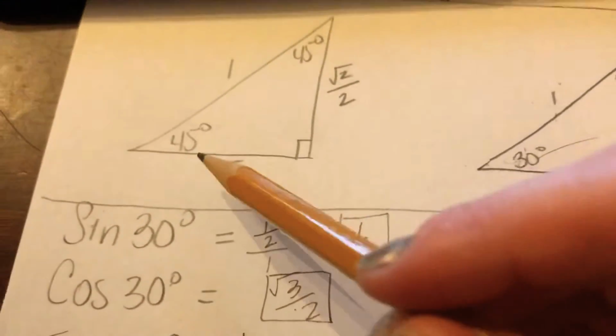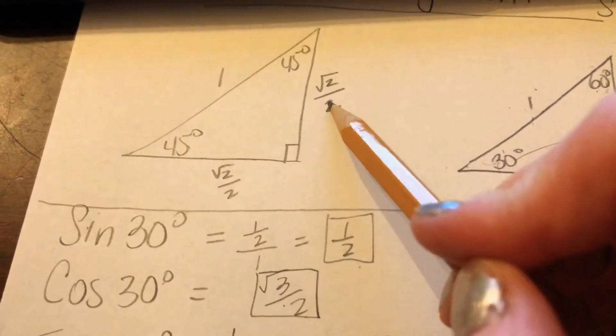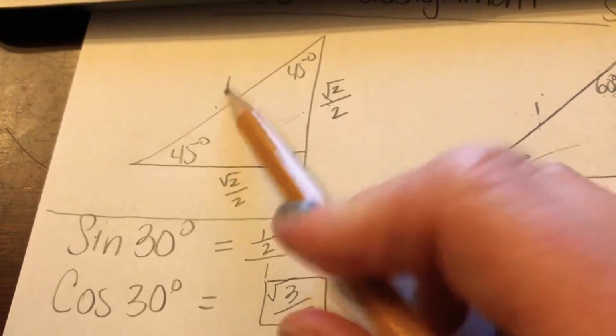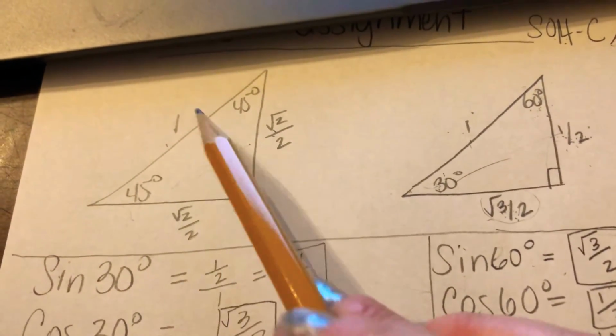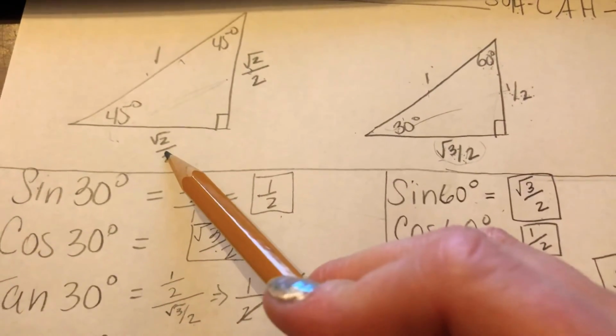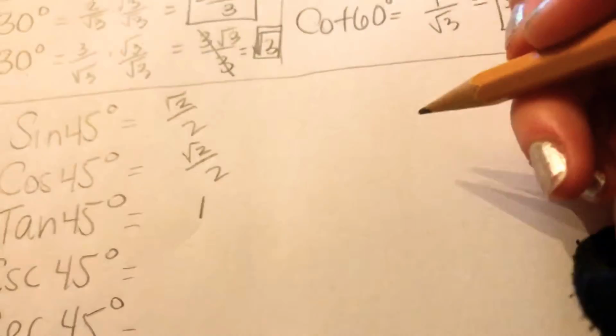And then the 45 degree is the same thing. Again, you only have to do one here. It doesn't matter. But if I'm doing the sine of 45, I have radical 2 over 2, right? Opposite over hypotenuse. The cosine is going to be the same thing, adjacent over hypotenuse, which is just radical 2 over 2. And then the tangent is opposite over adjacent. So radical 2 over 2 over radical 2 over 2. And what's anything over itself? 1, right? So that's 1.